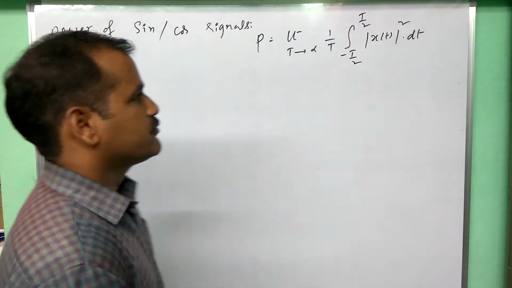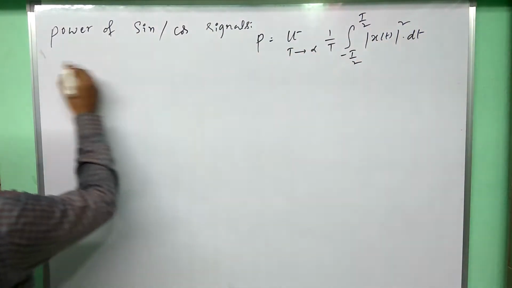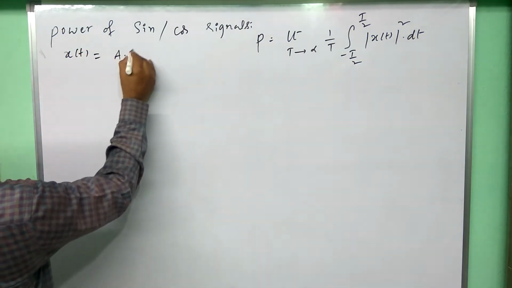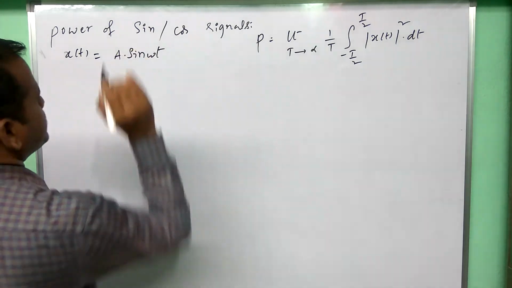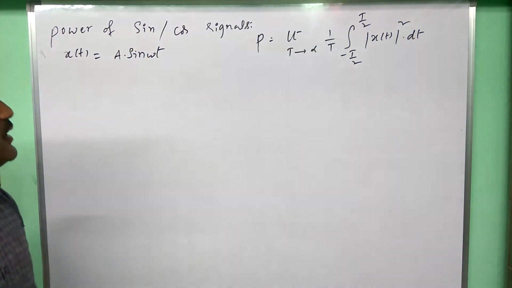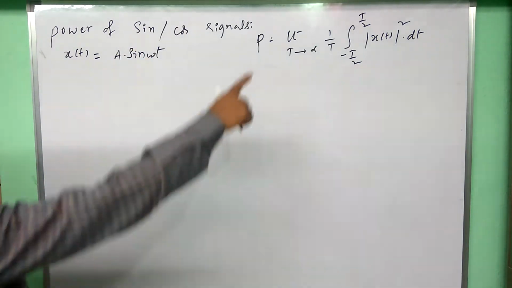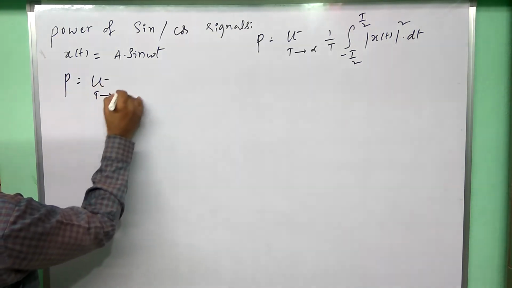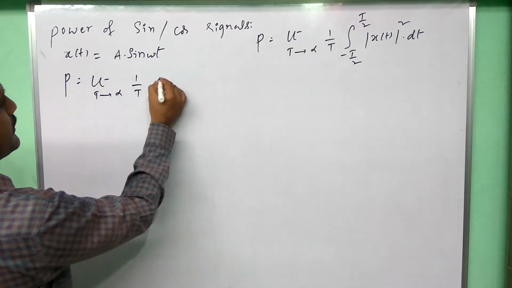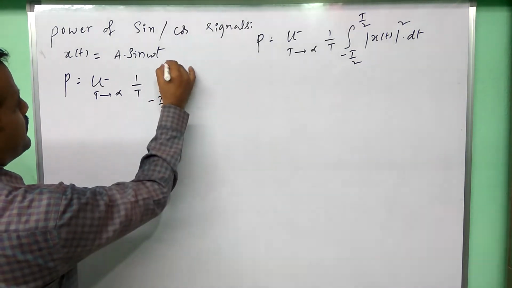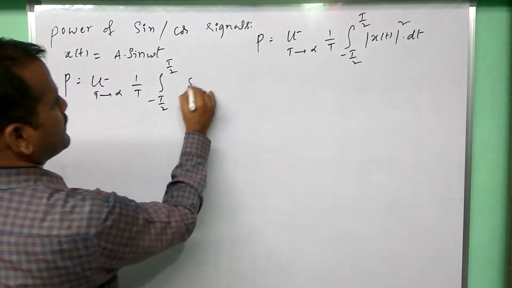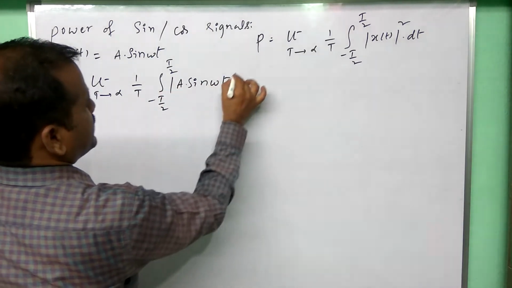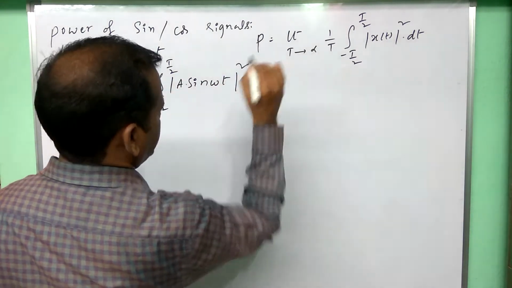Right. So here I am taking first a sine omega t signal. x of t is A sine omega t. Then what is the power of this signal? A sine omega t. Let us calculate according to that formula. Power formula: limit T tending to infinity, 1 by T, integration from minus T by 2 to plus T by 2, A sine omega t magnitude square dt.